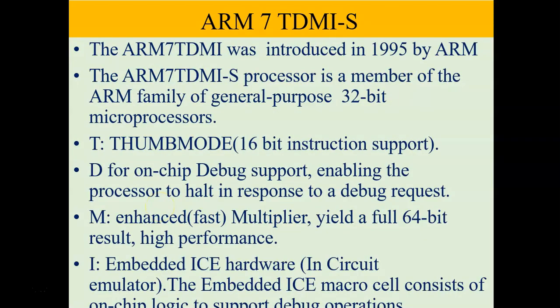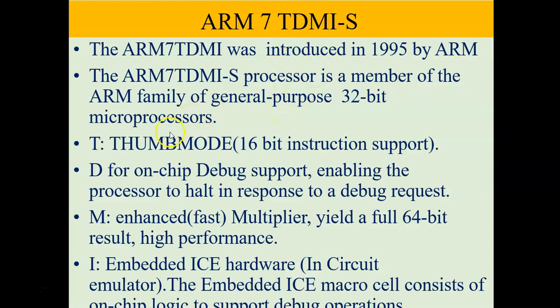Let us come to our topic, ARM7 TDMI. The students first must understand what is the meaning of ARM. First, ARM, Advanced RISC Machine. 7 denotes the family, as I have told you, but version is 4. Version 4, but family is 7. Then what is this T? Let us start from the first one. ARM7 TDMI was introduced in 1995. The ARM7 TDMI processor is a member of ARM family of general purpose 32-bit microprocessors.